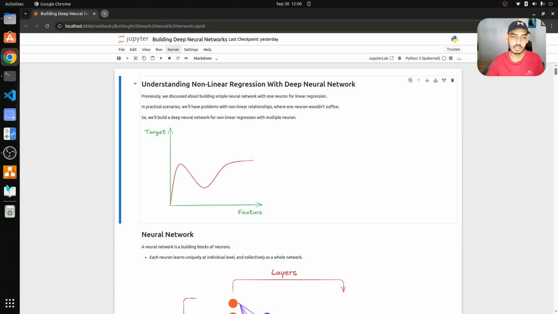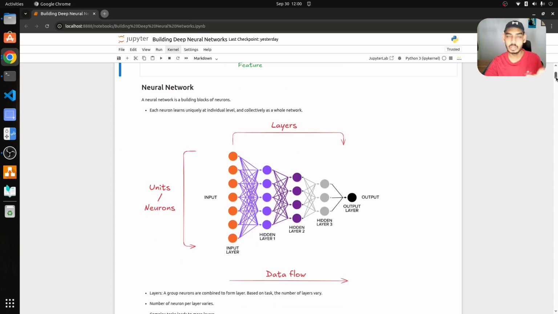So basically this is how a non-linear relationship looks between feature and target, and we want to build a neural network which will try to capture this graph. Now let's talk about what a neural network is. A neural network is a building block of neurons where each neuron is capable of learning something on its own, and when the whole network is combined together, it will try to understand one specific task.